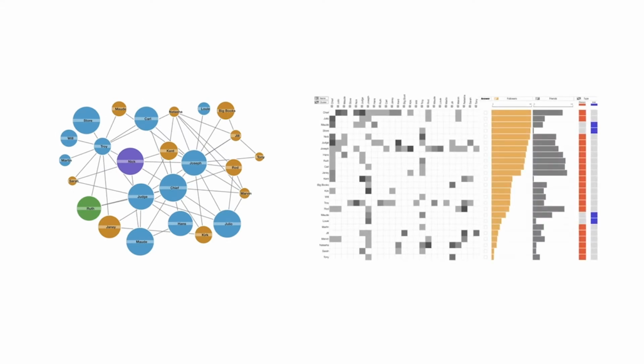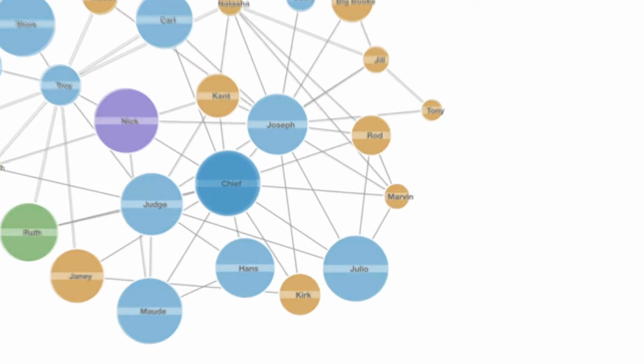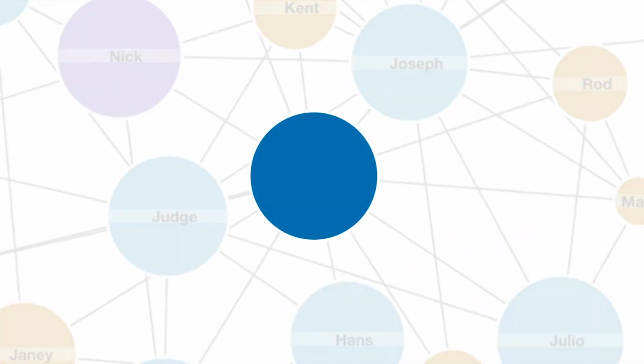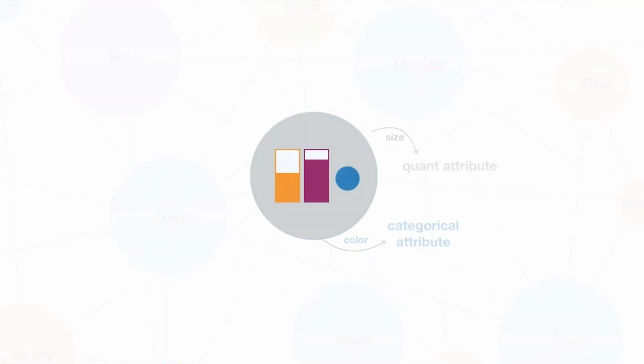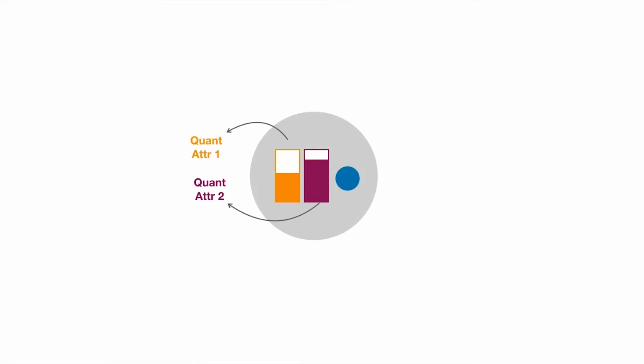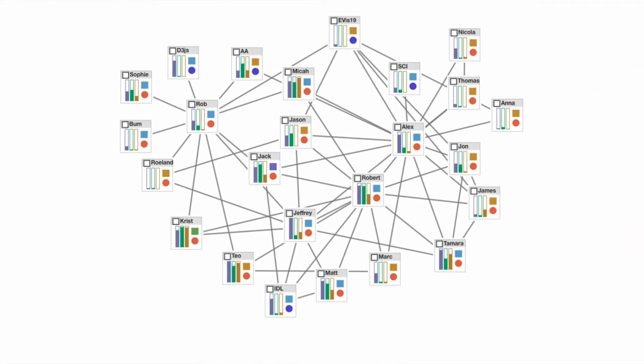Let's take a look at how we encode attributes on each one, starting with the node link diagram. For tasks where we only need to show two attributes, we use size for the quantitative attribute and color for the categorical one. For more attributes, we use nested bar charts such as this one. The bars represent quantitative attributes, and small glyphs are used for categorical ones. Here's what a small network looks like with the nested bars encoding.